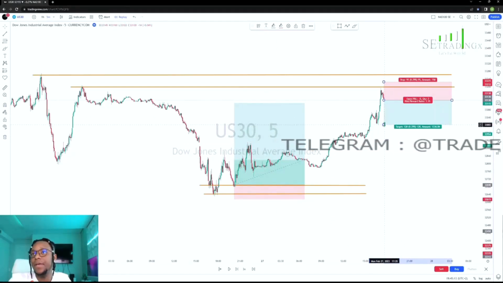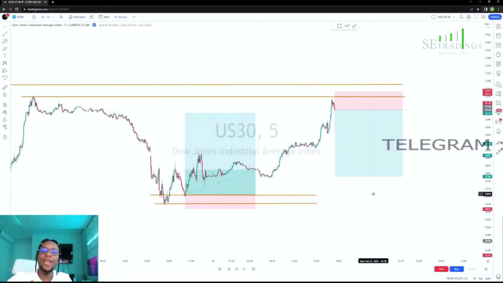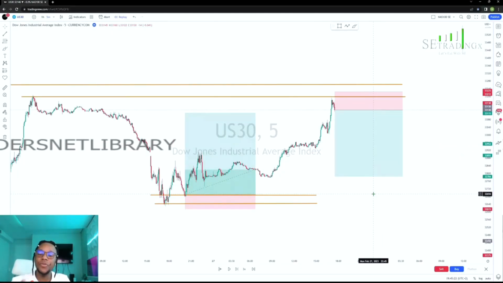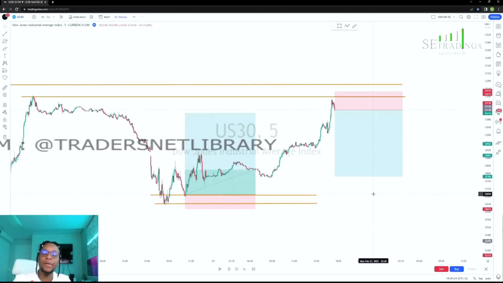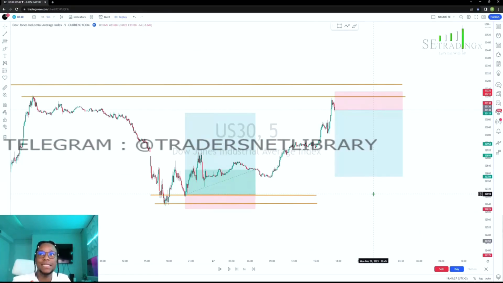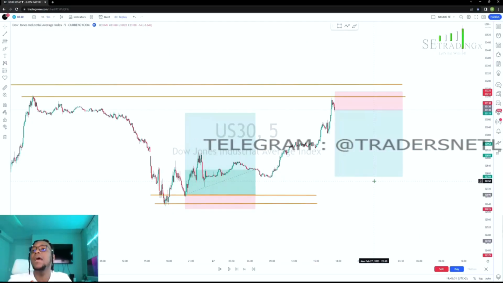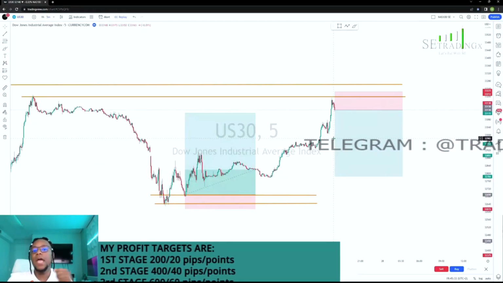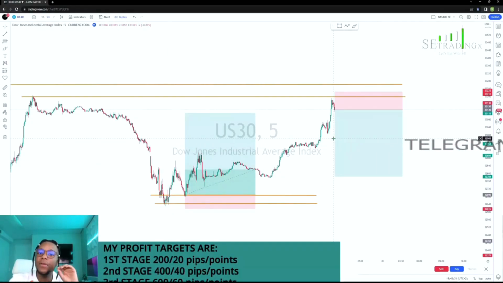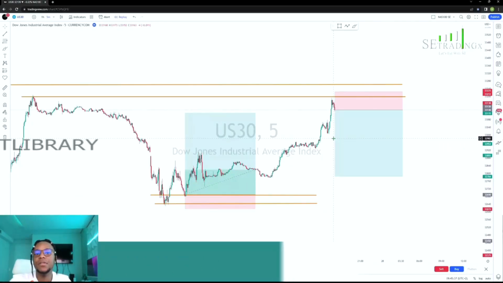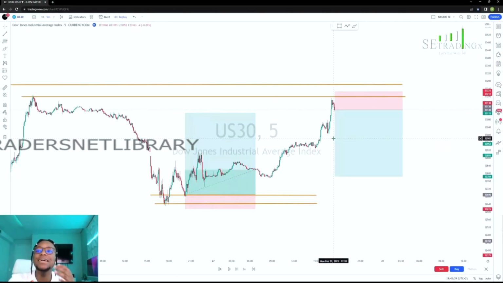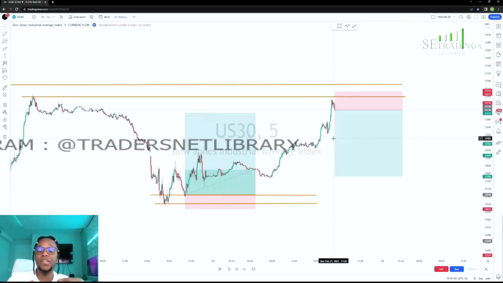Now, when it comes to TP, on US 30 and NAS 100, I take profits at 3 different levels: 200 pips, 400 pips, 600 pips. This is basically 20 points, 40 points, 60 points, right? The reason for this is that at 200 points, I'm securing a small amount of profit. 400 points, I'm doing basic profit. 600 points, I'm securing the majority of my profits.